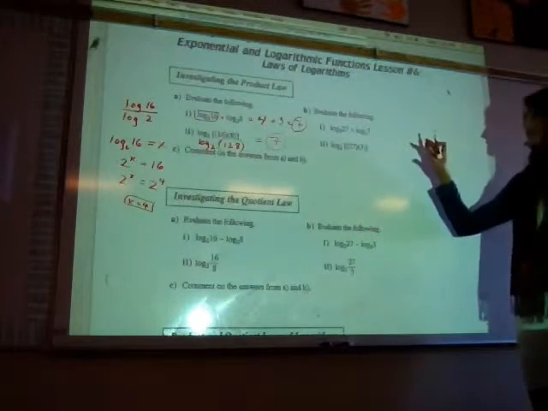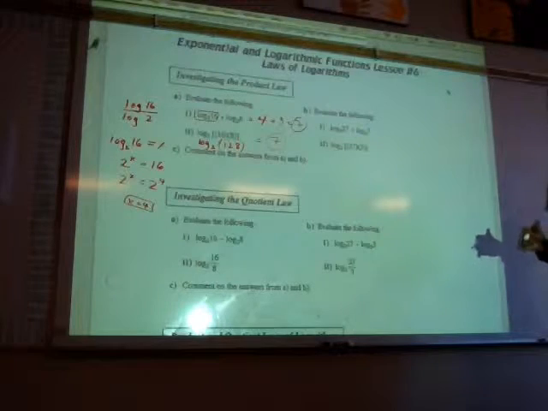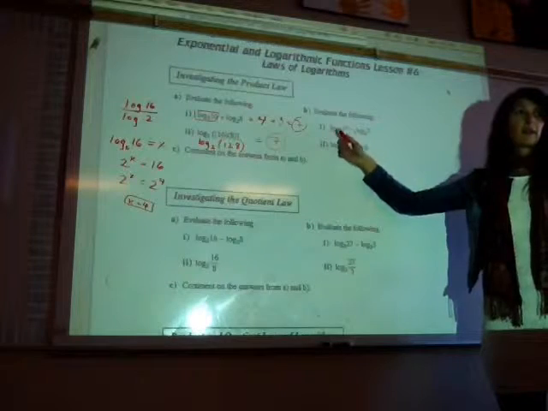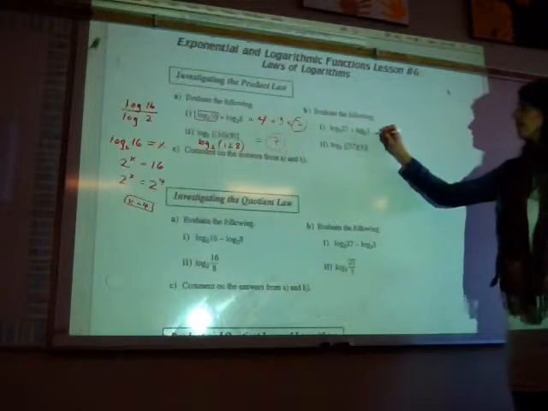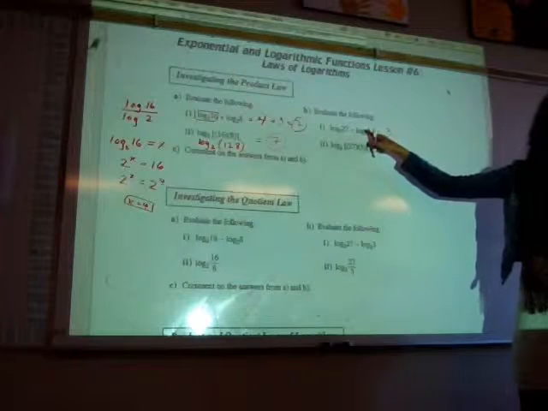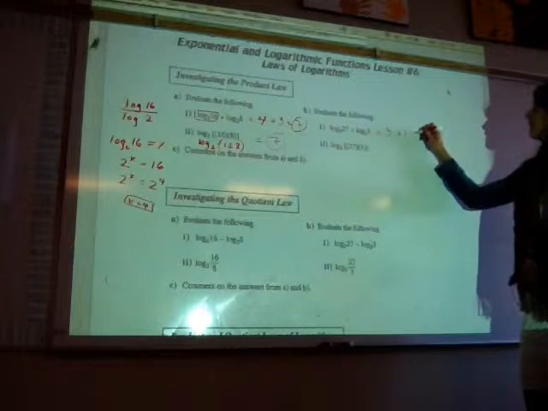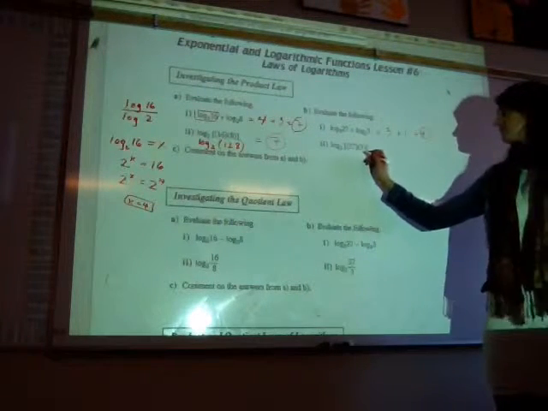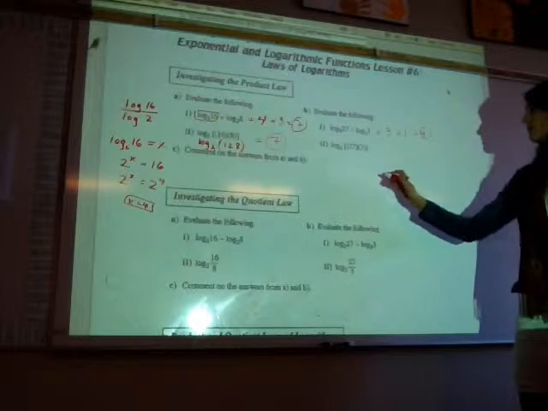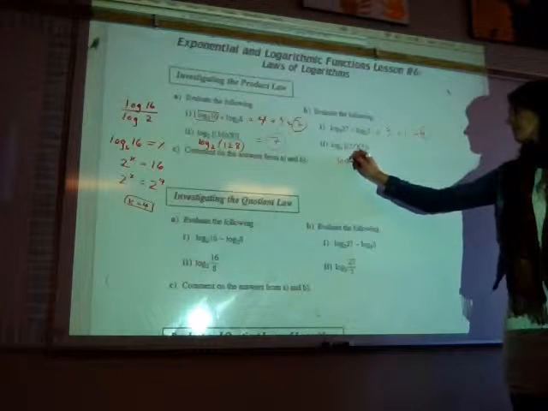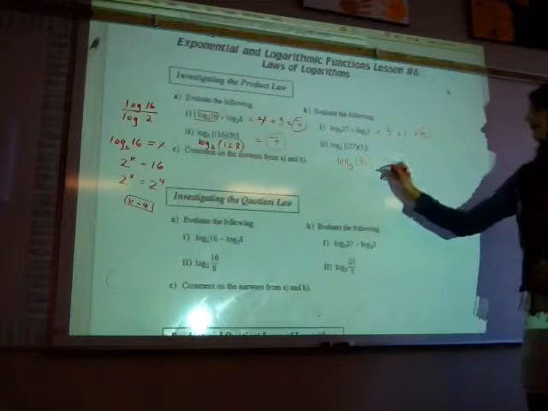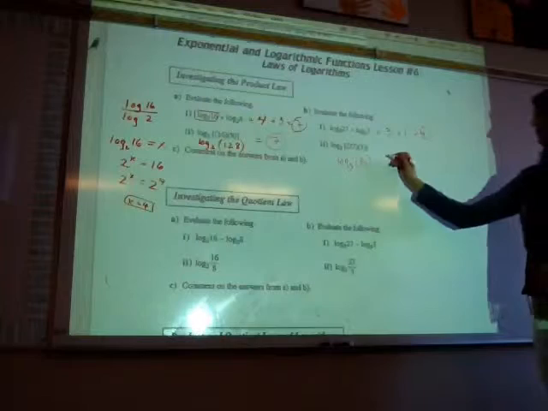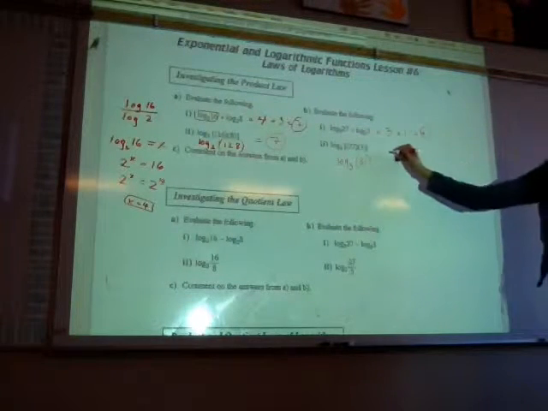Let's see if the same pattern happens with the second example. So let's evaluate log base 3 27. 3 to the power of what is 27? 3. 3 to the power of what gives you 3? 1. So we get 4. Okay, here we get log base 3 81. So 3 to the power of what gives us 81? 4.